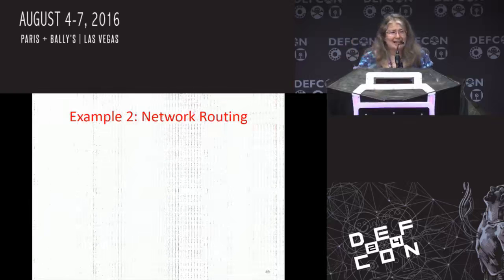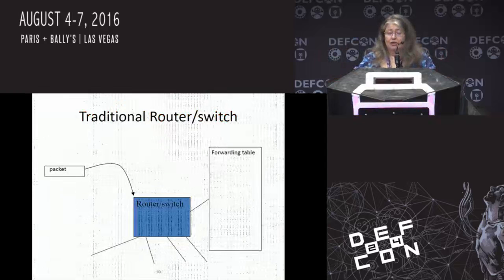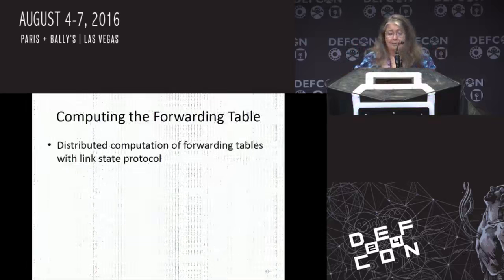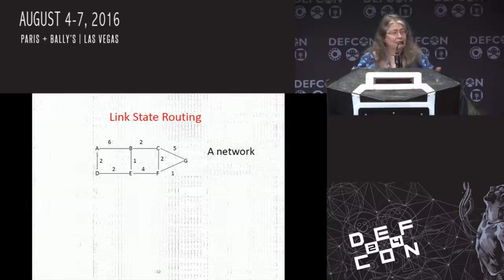Okay, so the next example that I'll talk about is network routing. It happens to be what my thesis was. It's how to build a network that works even if some of the switches are malicious. So a traditional switch looks at a packet and it has some sort of forwarding table which tells it which direction to send the packet. Now, how is the forwarding table computed? Well, often through a distributed algorithm where all the switches exchange information and from that decide how to compute their own table.